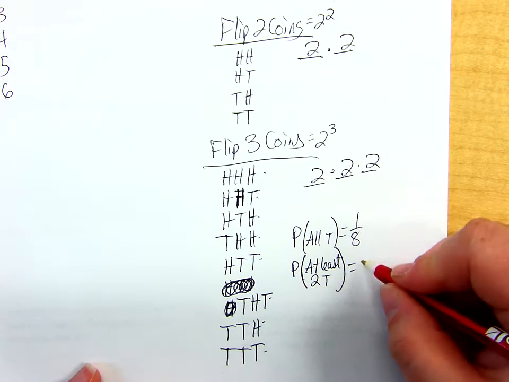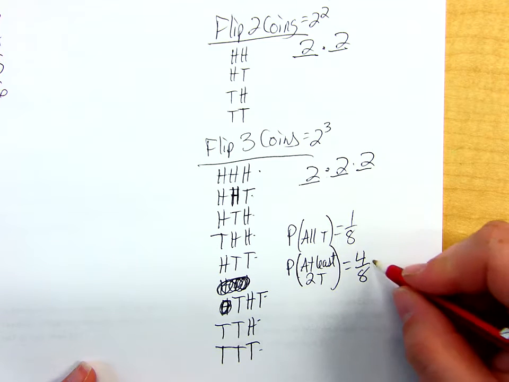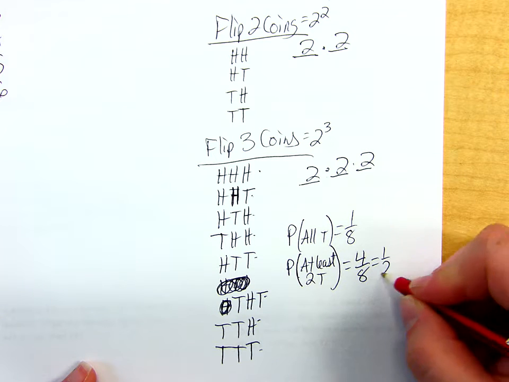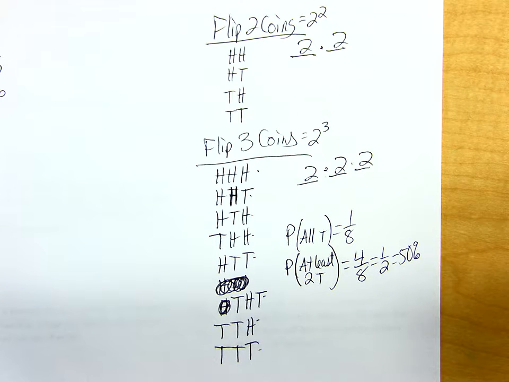Yeah. So, finally, we have a fraction that can be reduced. You shouldn't leave it as 4 over 8. You should turn it into 1/2, or 50%. Super fast.